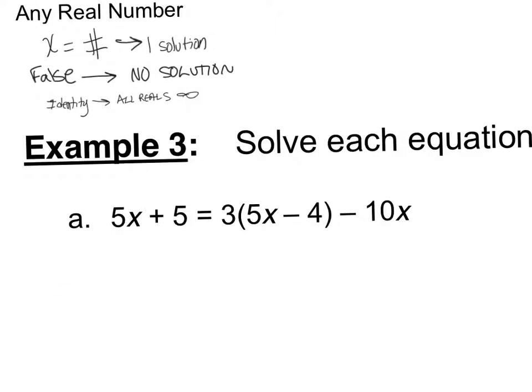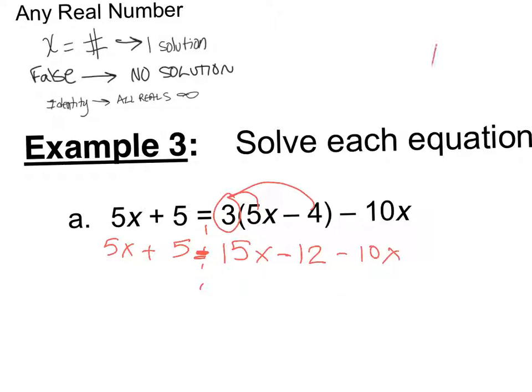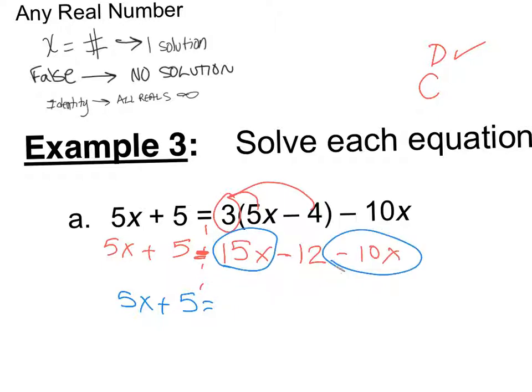Look at this one, for example. I'm going to solve this one. 5x plus 5 remains as 5x plus 5 is equal to. The 3 needs to be distributed, and you get 15x minus 12. And then you rewrite that minus 10x. So I distributed. Now you combine like terms. Nothing on the left can be combined because 5x plus 5 is not like terms. But 15x minus 10x is 5x, and then minus 12. What is the solution going to be in this case?